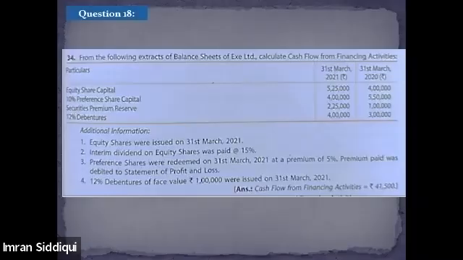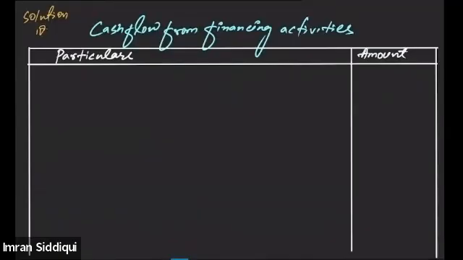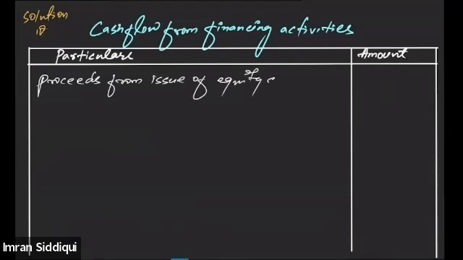All right. So first thing is regarding the equity share capital, right? So we'll be writing that as proceeds from issue of equity share capital. At the beginning, it was 4 lakh. At the end, it is 5,25,000. So that means 1,25,000 we have issued. So there is an inflow of cash of 1,25,000 by way of proceeds from issue of share capital.